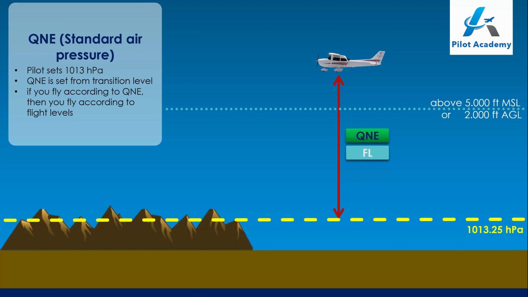If you fly according to the standard air pressure, then you no longer say the altitude in feet, but in flight levels, abbreviated FL. A short example of this is instead of 6500 feet, just saying flight level 65. So you do not mention the last two zeros or divide by 100.